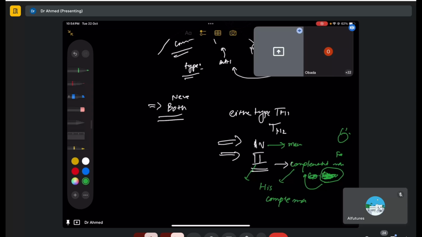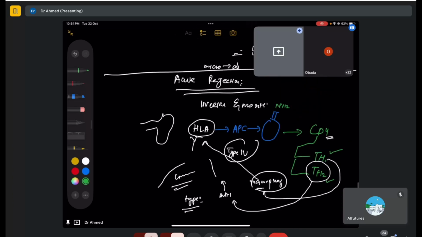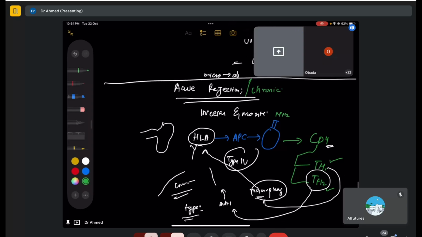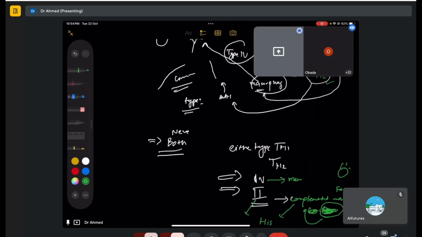Okay, then you have chronic rejection. Chronic rejection is very simple. It is the same as acute rejection, but what's the difference? Again, the time span. You are going to see it within months to a year. And other than that, you are going to see both of these phenomena occurring at the same time, so it's a kind of mixed. Are you guys getting it?